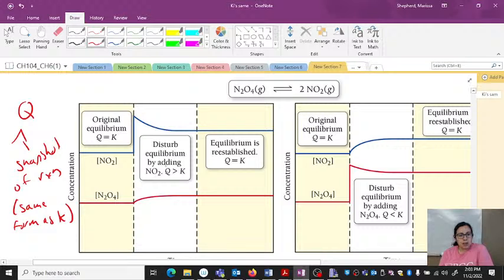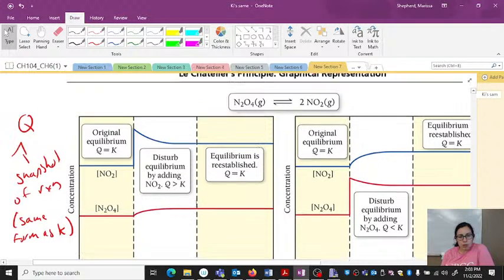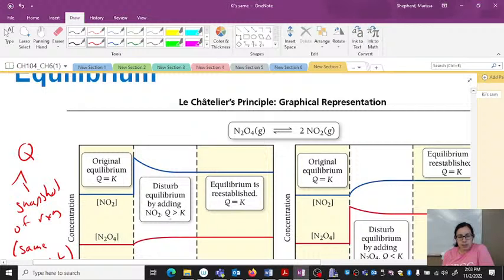And so we've disturbed the equilibrium, we've added more NO2. What it's telling us mathematically is Q is greater than K. Let's think about that for a second. Products over reactants. If Q is greater than K, that must mean we have more products than our equilibrium concentration of products. And that's what's happened here, right? It makes sense with our graph.